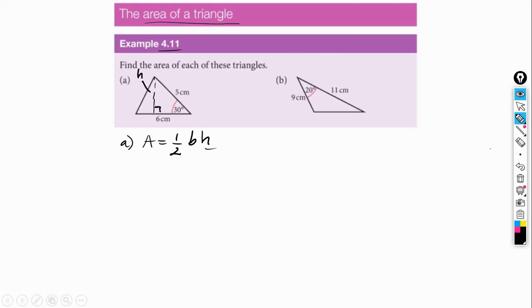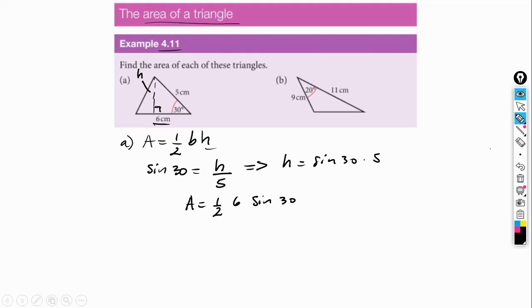With this, notice that we can say that sine of 30 is equal to the height over 5. But this implies that the height is equal to sine of 30 times 5. Now, once we have this, we can find the area because the area is going to be 1/2 the base, which is 6 centimeters, times the height, which is sine of 30 times 5.